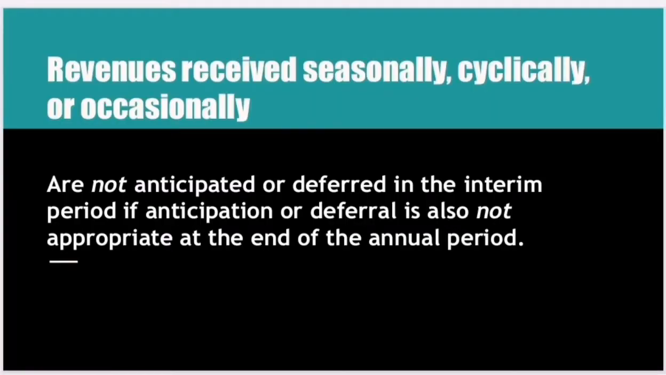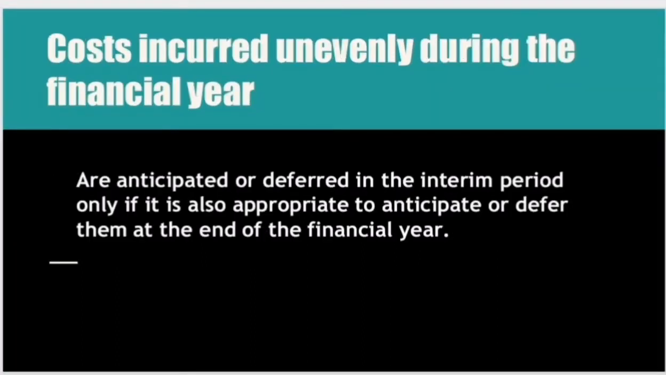Revenues received seasonally, cyclically, or occasionally are not anticipated or deferred in the interim period if anticipation or deferral is also not appropriate at the end of the annual period. This only means that these revenues will be recognized the moment they occur. Costs incurred unevenly during the financial year are anticipated or deferred in the interim period only if it is also appropriate to anticipate or defer them at the end of the financial year.